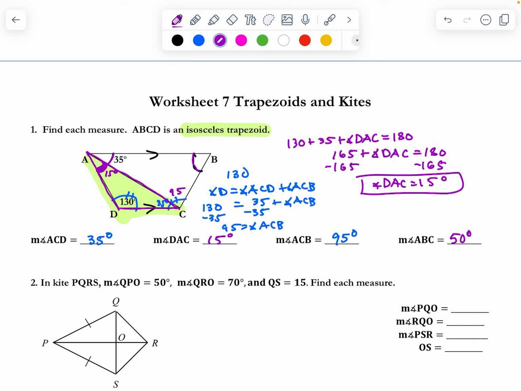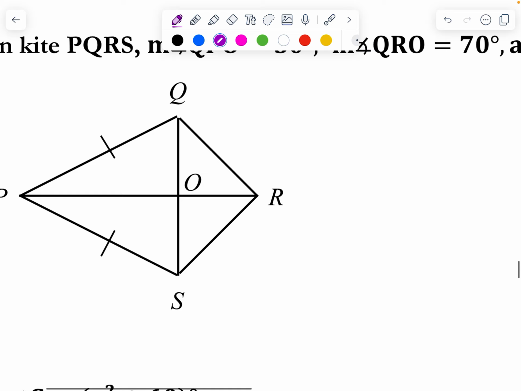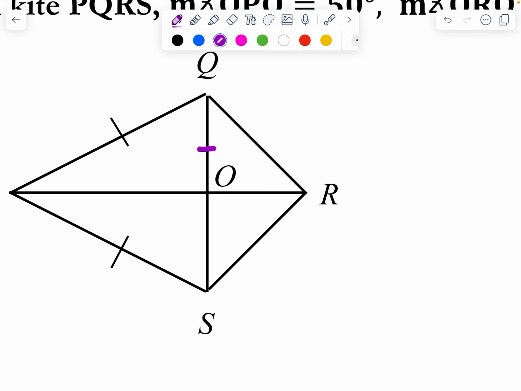So it won't be too difficult. I didn't get a lot of questions for number two, but I am just going to go ahead and remind you of some properties that will help you. And I saw one on a kite here.